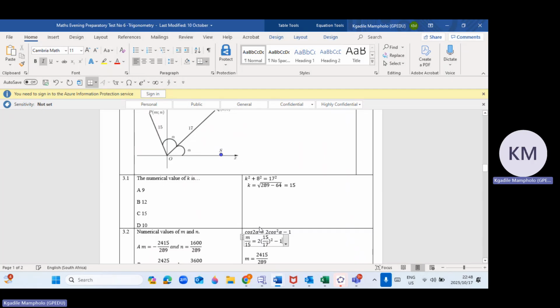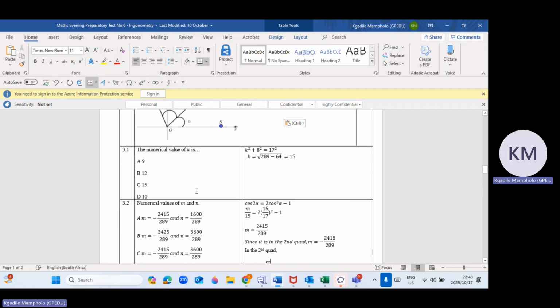Now for this cos 2 alpha, because it is for the arm of 15 units, the values we substitute are m, n, and 15. Remember, cos is x over r. The x here is m, r is 15. But for the right hand side, because it's not 2 alpha, you substitute the values of the first arm with 17 units, because the angle of that arm is 1 alpha. Then you substitute, then you cross multiply to get the answer.